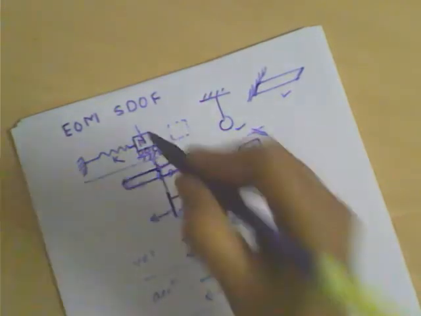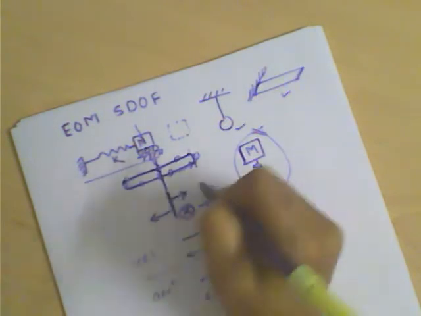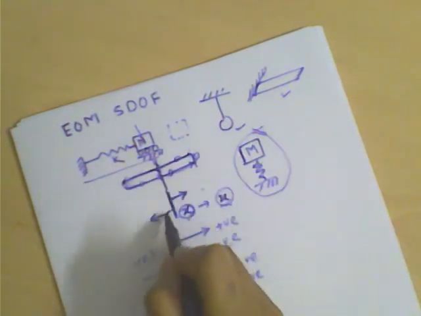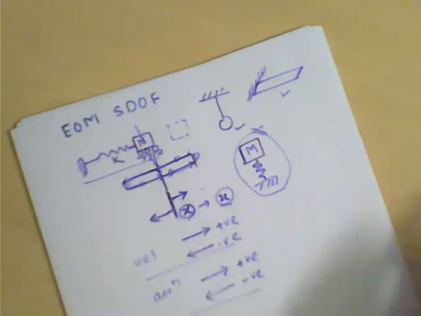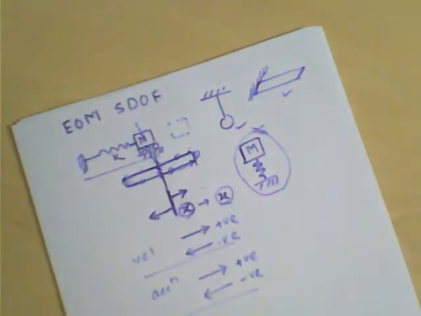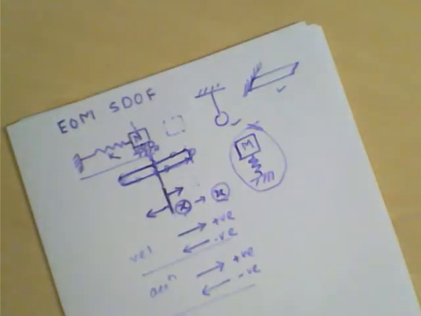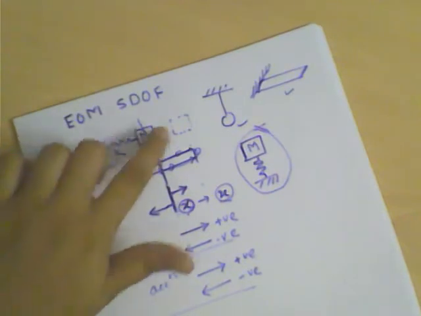So either it is a velocity or acceleration, they are following the same sign convention, and displacements are positive from this reference point towards this direction, and they are negative from this reference point in this direction. Okay, so now with this you are ready for deriving the equation of motion for this mass block.